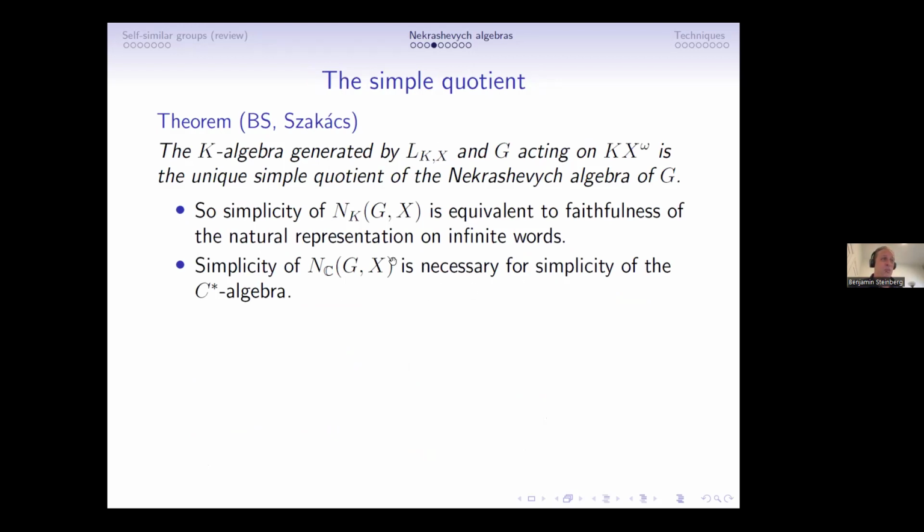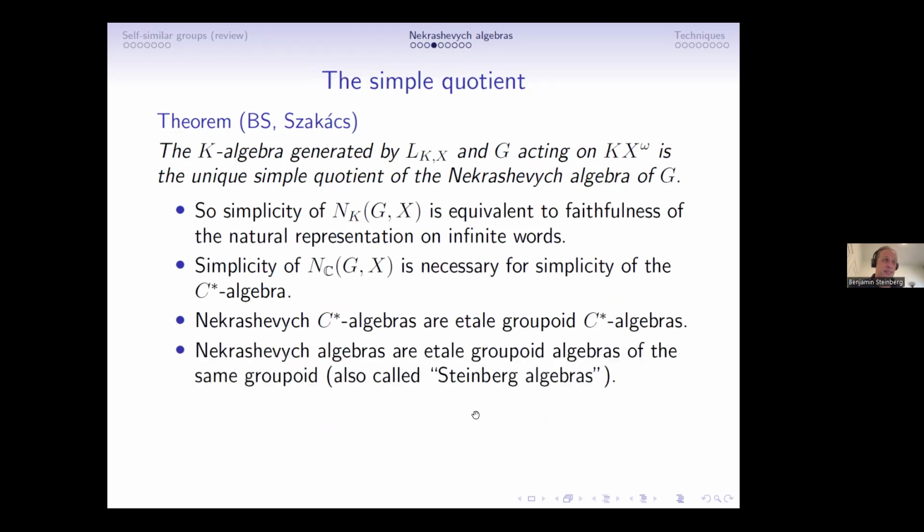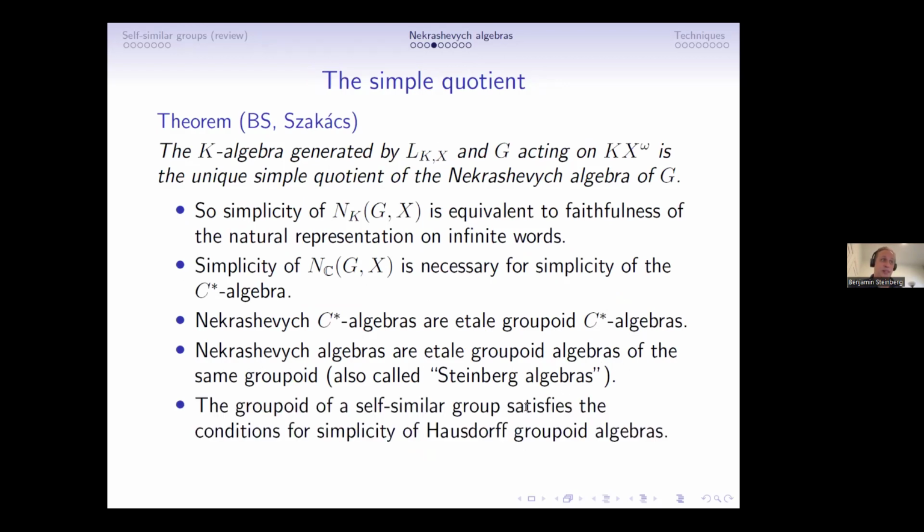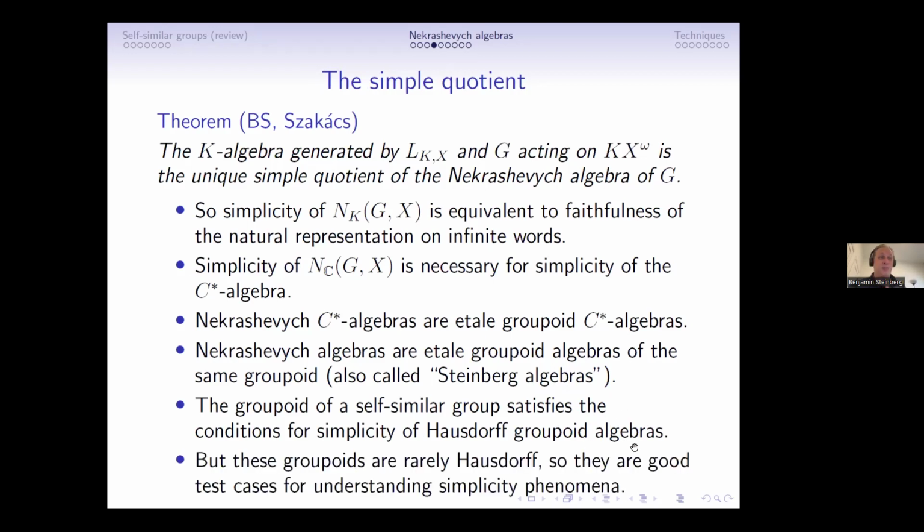And you need the complex algebra to be simple for the C-star algebra to have any hope to be simple. And these algebras are étale groupoid algebras for an appropriate groupoid. And the corresponding rings are étale groupoid algebras for the same groupoid. And these groupoids satisfy all the conditions for a Hausdorff groupoid to have a simple algebra. But these groupoids are not usually Hausdorff, these Nekrashevych groupoids. I mean, we know what the condition is, and it's just not usually satisfied.